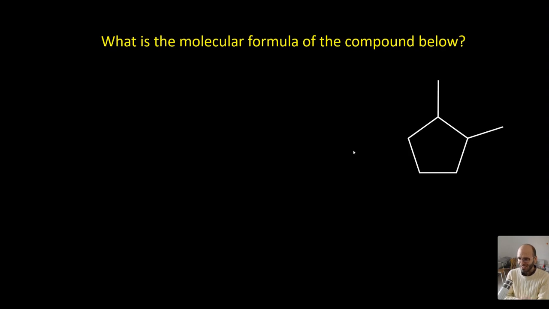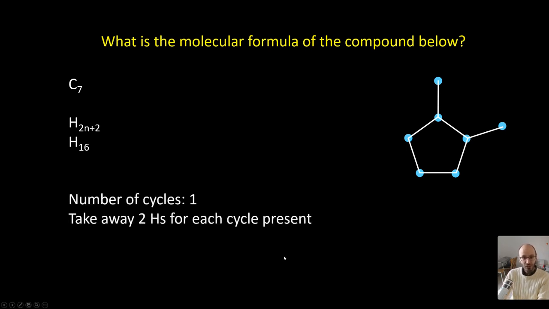Okay, now you have a cycle. So you want to try? You have 7 carbons. Potentially, you have 2n plus 2 hydrogens. That's 16. But because you have a cycle, you have to take away 2 hydrogens from 16. That gives you 14. And that's it. That's your formula. This is the exam question we saw at the beginning.